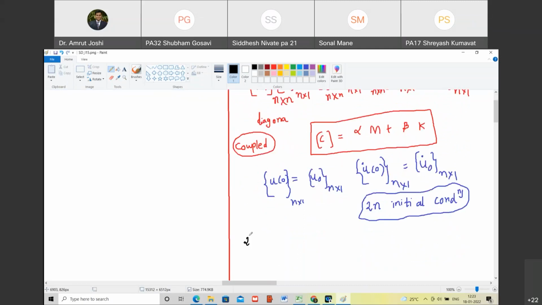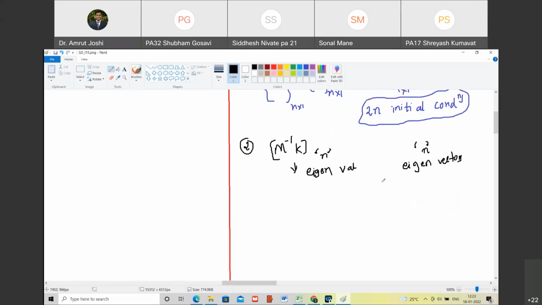What is step 2? What do we do? We calculate M inverse K. Do you agree with me? And इसके हम आइगेन वैल्यूज एंड आइगेन वेक्टर्स कैलकुलेट करते हैं. Do you agree with me? Yes, sir. How many eigen values are you going to have? n eigen values. How many eigen vectors are you going to have? n eigen vectors. What is the size of each eigen vector? It is n cross 1. Are you with me? Yes, sir.